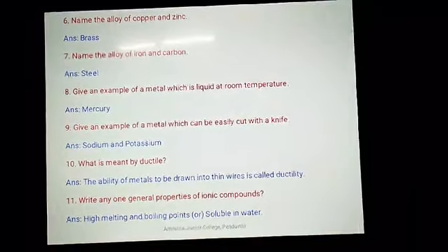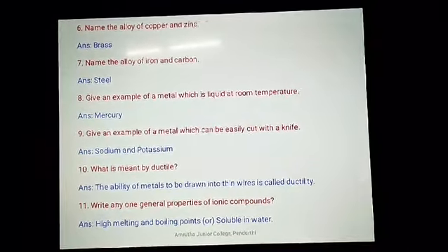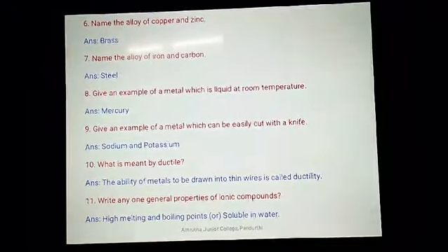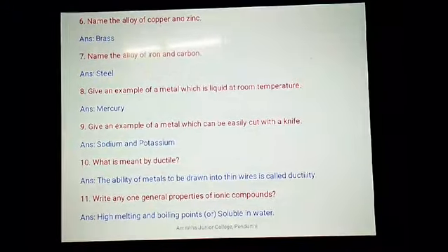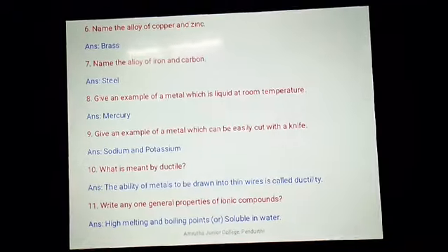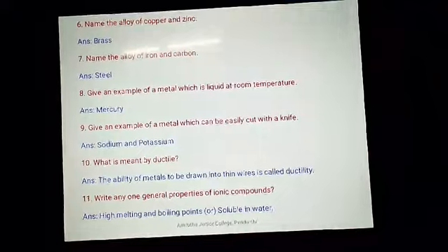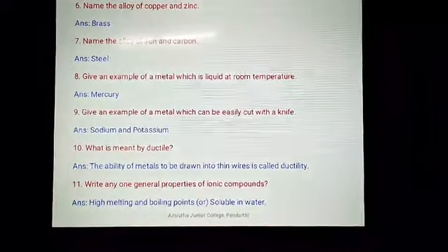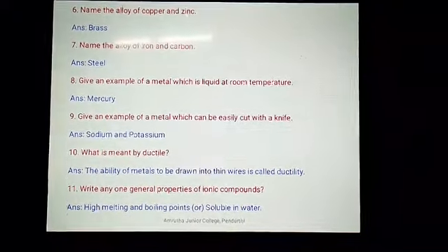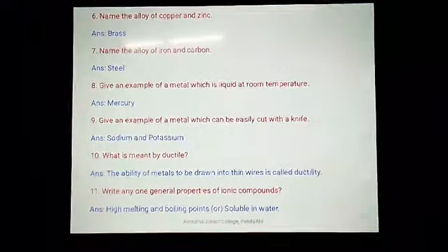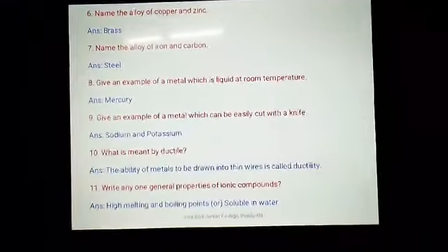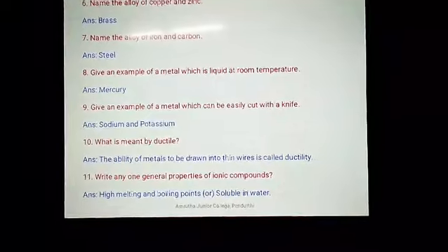This is a very important question. The one and only metal which is liquid at room temperature is mercury. Two more metals, cesium and gallium, are also there, but at room temperature the liquid is mercury. Give an example of a metal which can be easily cut with a knife. Alkali metals like sodium and potassium. These are very soft metals and we can easily cut them with a knife.